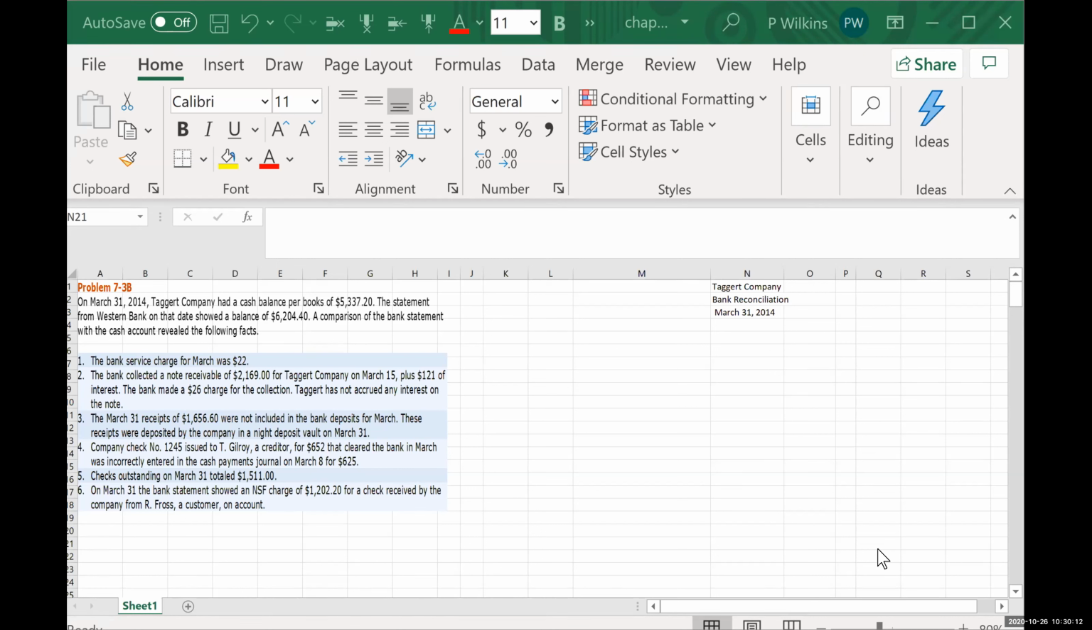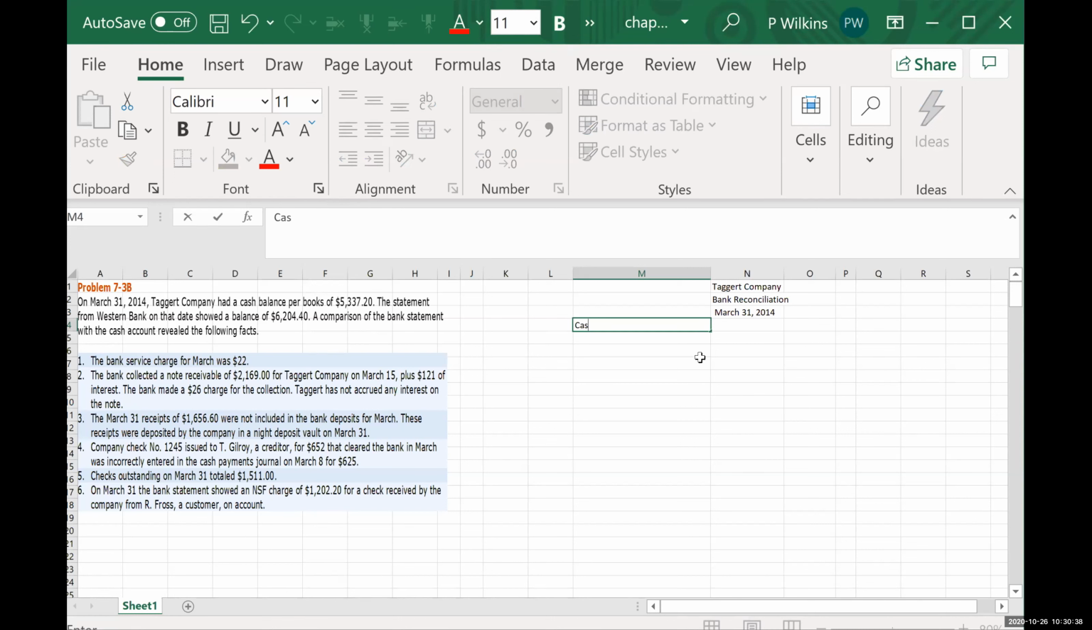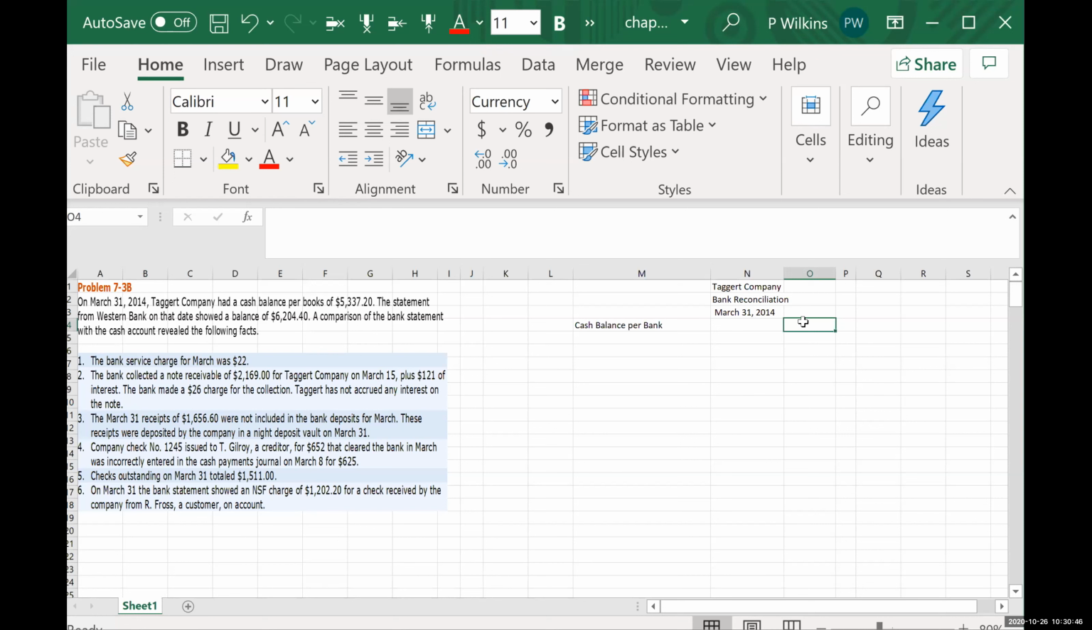Go back to your little map that you have. Remember what you start with, what you do next for the steps of the bank reconciliation, right? The process for that. Okay. So we are going to start with the bank part, right? So the first one is going to be cash balance per bank, all right? Cash balance per bank.